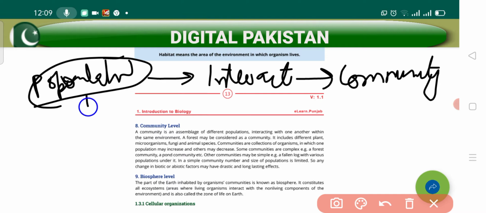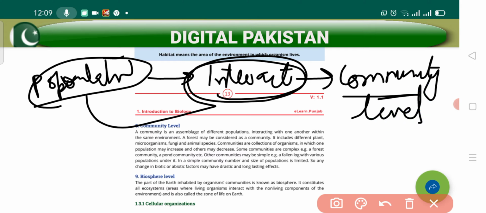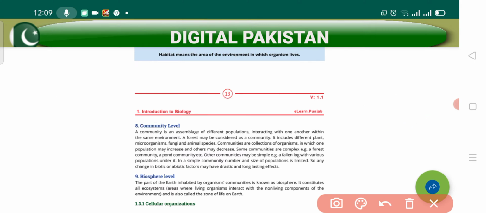When different populations interact with each other, they form a community level. Let me tell you in detail. The community is basically an assemblage of different populations.